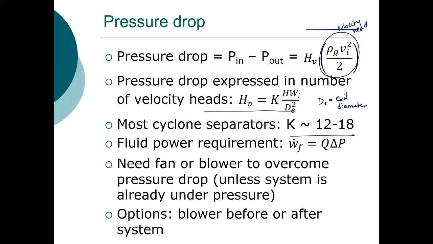Now, the fluid power requirement is equal to your flow rate, so it's your gas flow rate, times this differential pressure. Now, we need a fan or a blower to overcome the pressure drop, unless the system's under pressure, which typically is not the case. And we have two choices. We can put a blower before the cyclone separator, or we can put it after.